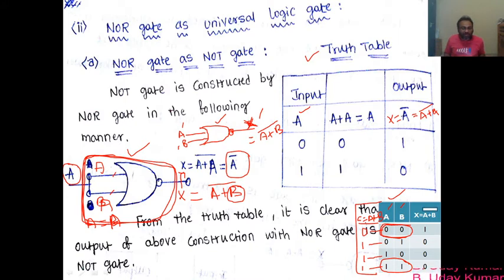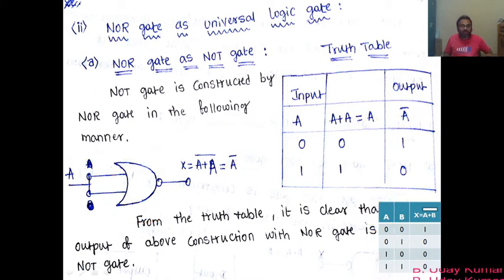But in between, to find A bar, what you have to find? You have to find A. So what is A? A is nothing but A plus A. So I am erasing all these things, sorry. Now just check it out. X is equal to A plus A bar, which is also written as A bar, right?